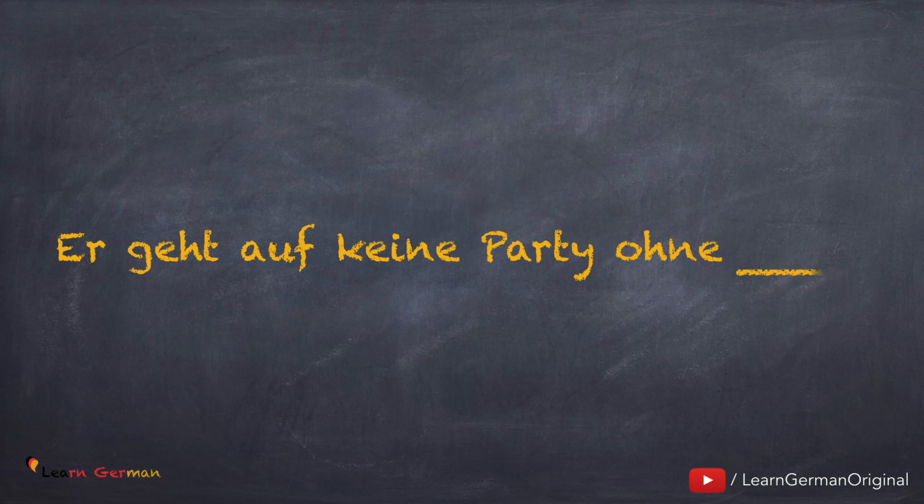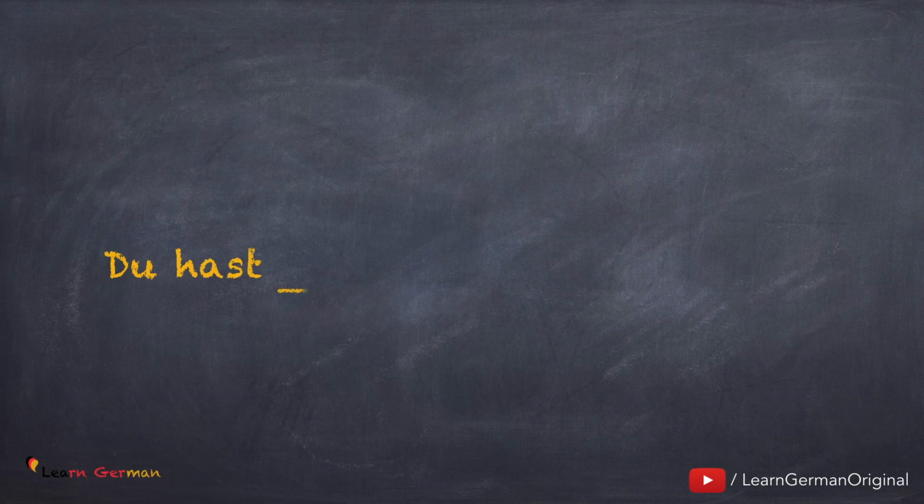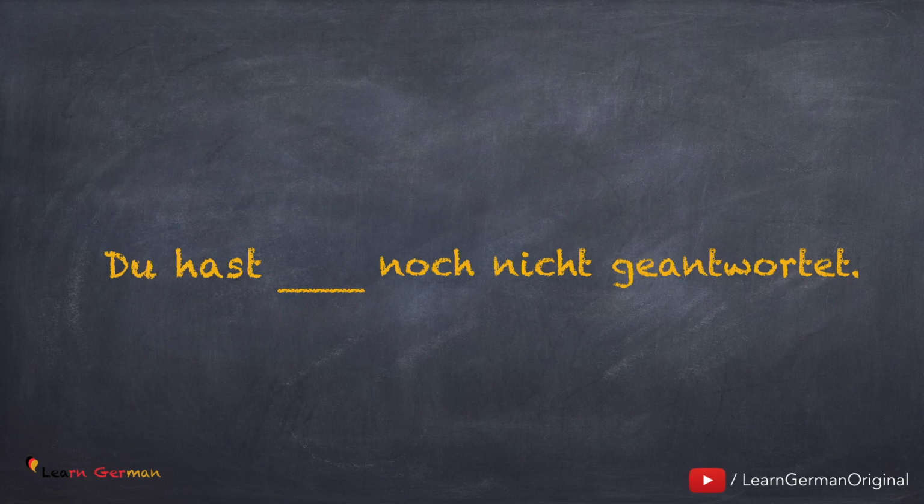And your answer should be, geht auf keine Party ohne mich. I'm sure you already noticed that the preposition ohne takes an accusative object. Sehr gut. And here's the last one. Since antworten is a dative verb, your answer should be, du hast mir noch nicht geantwortet.